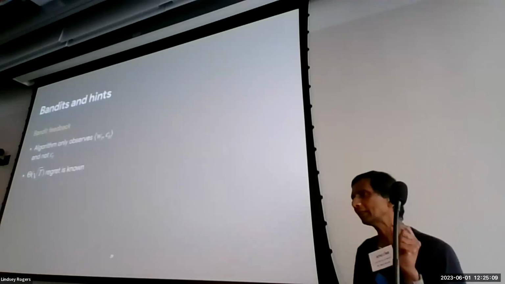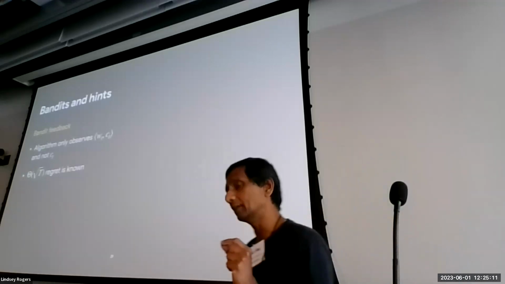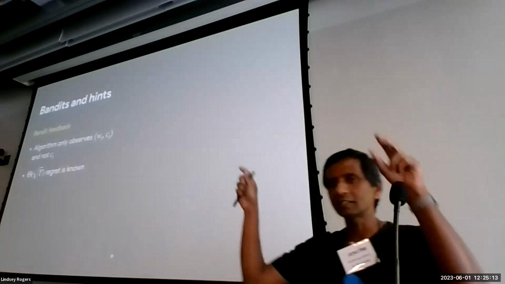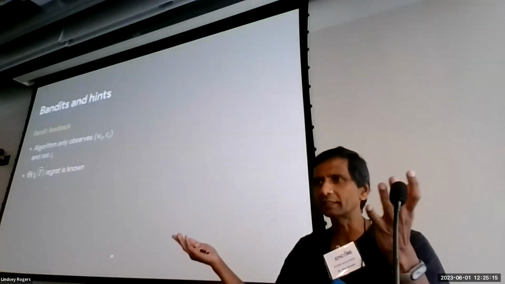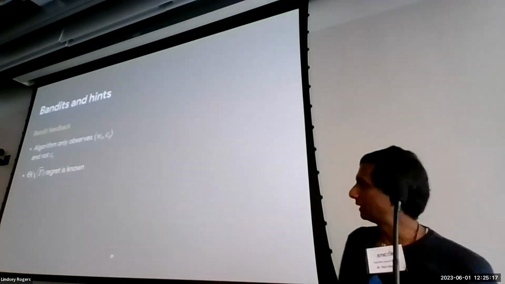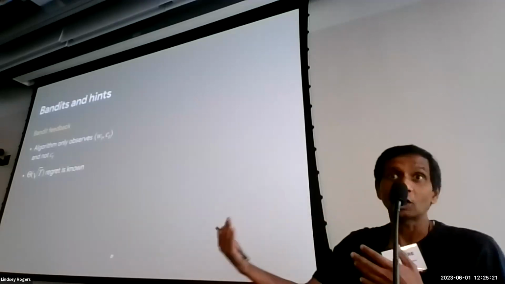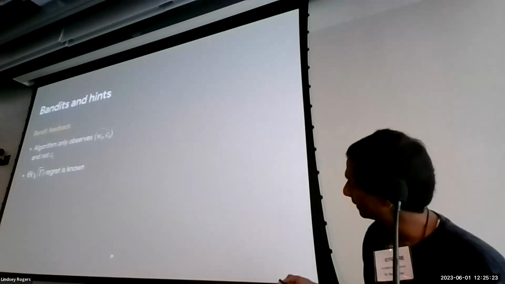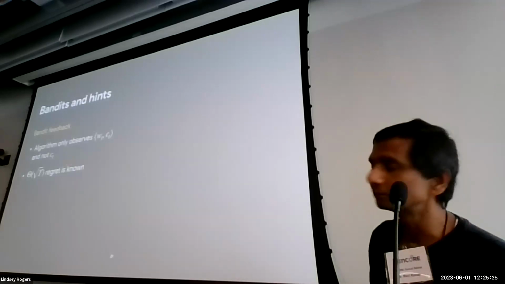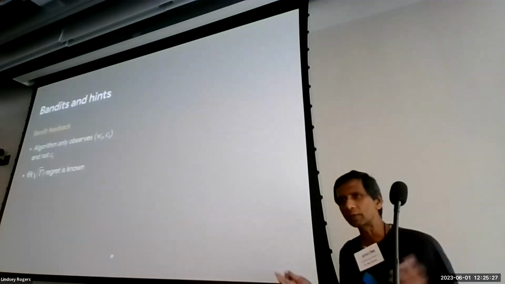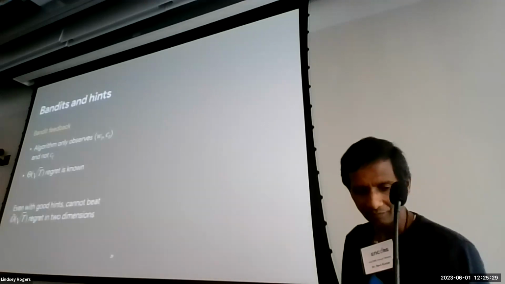So one thing that I swept under the rug was the feedback that you get from nature. Nature gives you the entire cost vector, right? But in settings known as bandit settings, you don't get to see the cost vector. You only get to see the loss, actually, w_t·c_t, but not c_t. Okay? And again, square root regret is known for this.